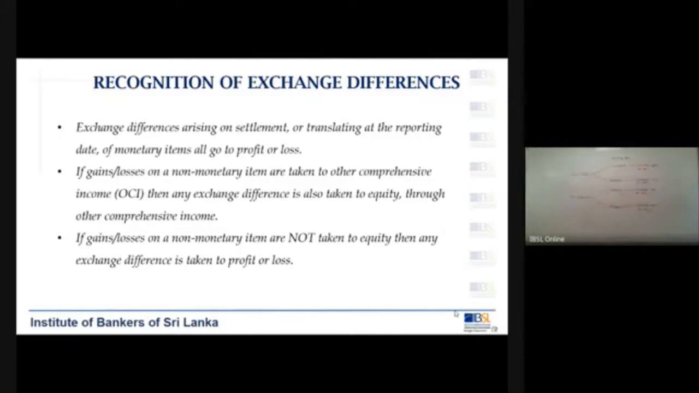I told you about this other comprehensive income when we were doing LKAS 16, where the revaluation of property, plant and equipment is not taken to the P&L. Can you remember? The revaluation gain or loss is not taken to the P&L, right?